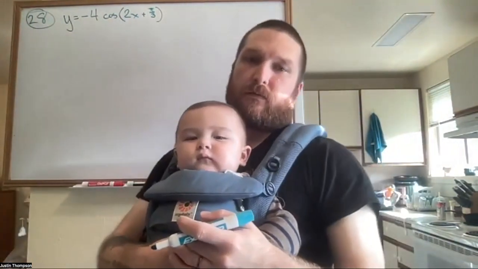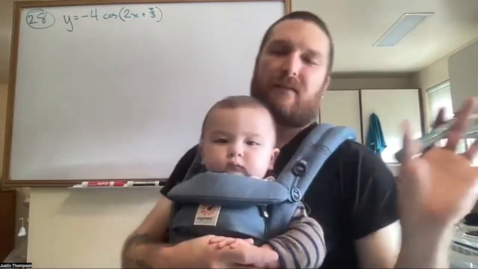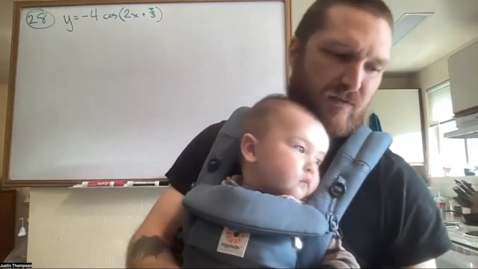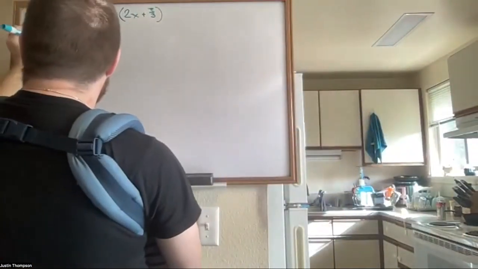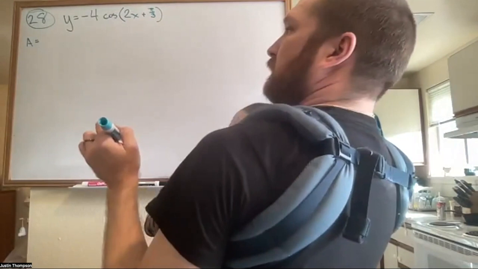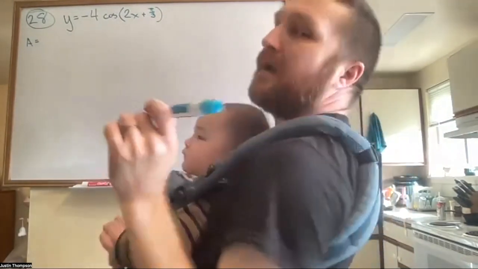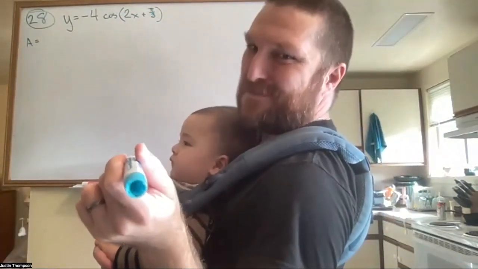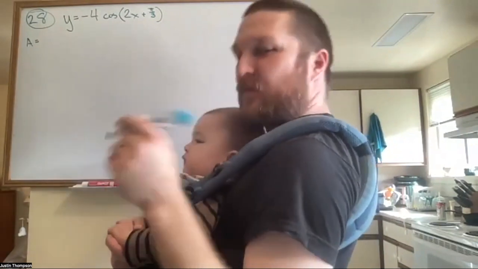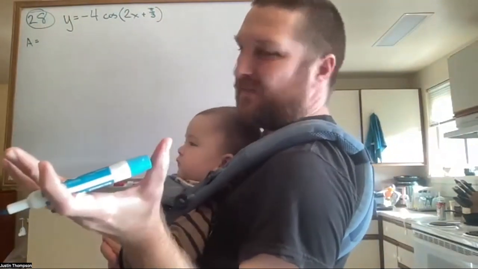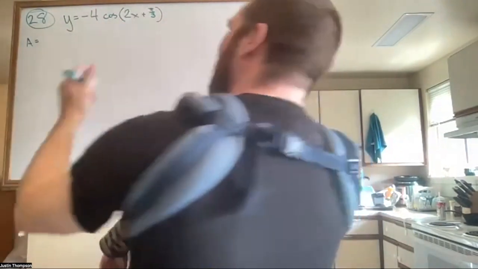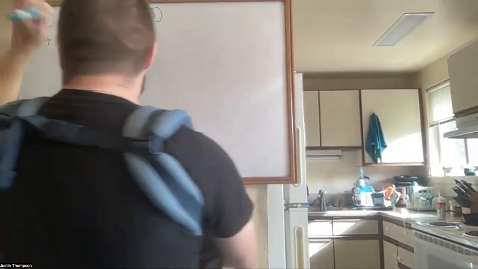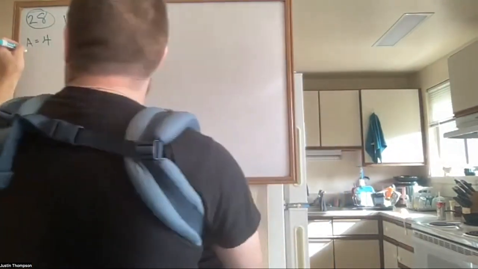You start these. So, well, let's get the stuff it asks for out of the way. What's the amplitude of this? -4. Oh no, just 4. Absolute value. The amplitude is always going to be a positive number, just by definition. Like, yes, the number out there is -4, but it's the absolute value of it. So it's +4. Now, what's the period?